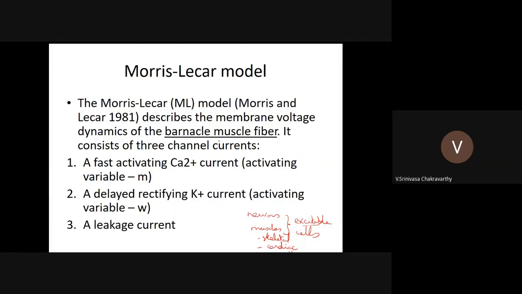If you look at the barnacle muscle fiber, in the Hodgkin-Huxley model it is sodium and potassium voltage-sensitive channels. But that's not the only way you can produce all this behavior. You can have other kinds of channels which are also voltage dependent. In the case of the barnacle muscle fiber, it has a calcium current and a potassium current, and then a leakage current. So instead of sodium and potassium, they have calcium, potassium and a leakage current.